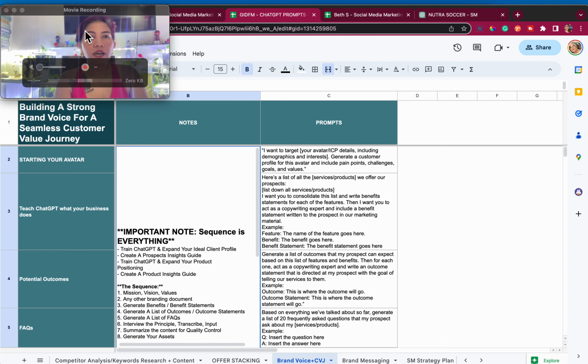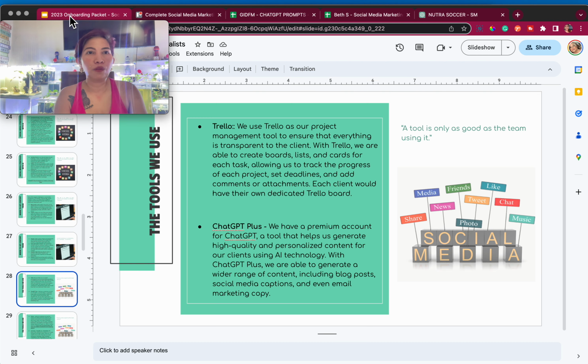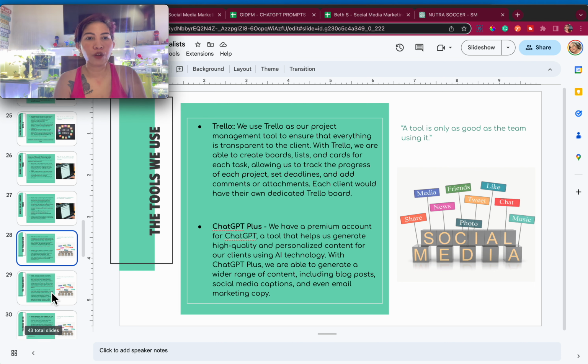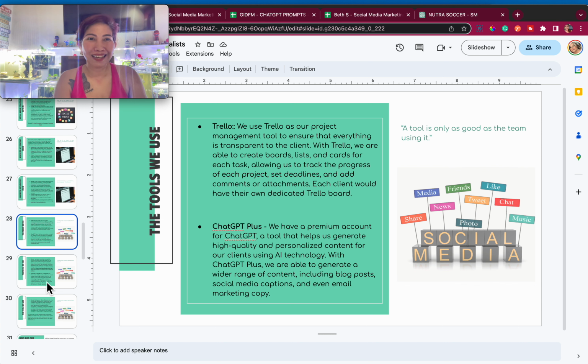I need you to utilize all of these, all provided to you. You just have to refine it, polish it, and make sure that you're thinking, you're being really smart while you're using the tool, because a tool is only as good as the team or the person using it.